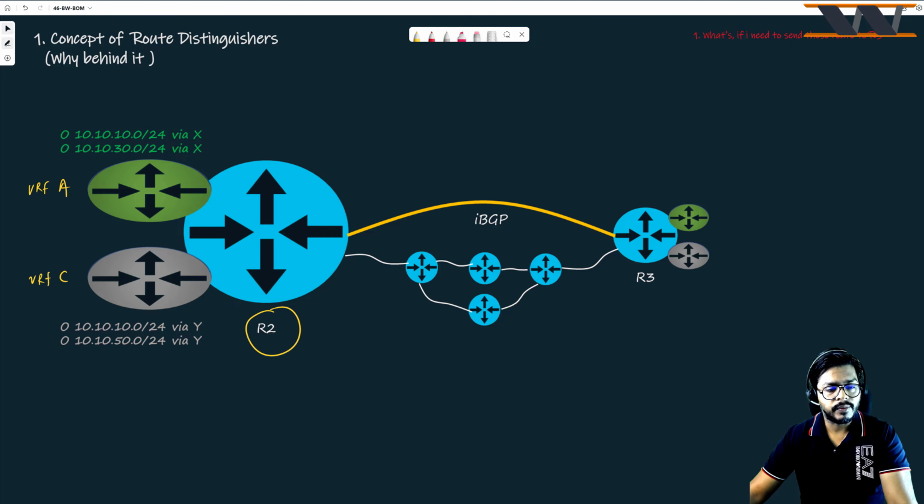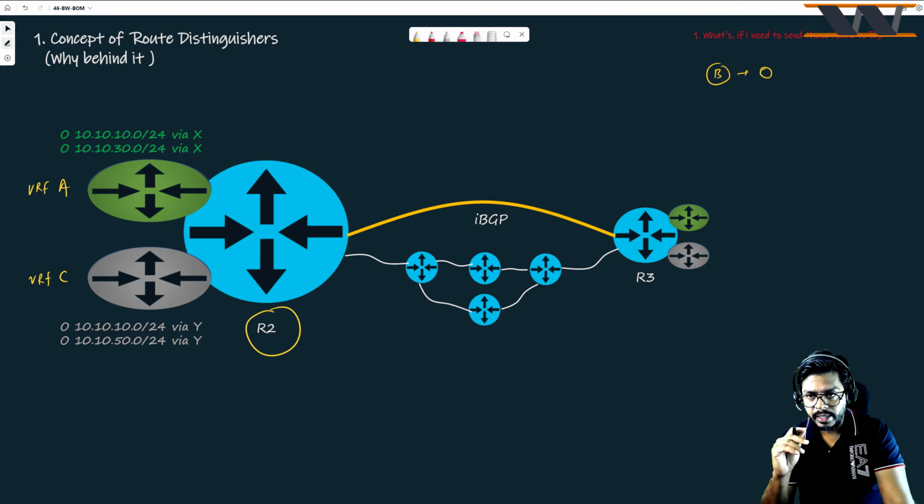You must be wondering where exactly VRF B is. Actually, I changed the topology a little bit, because VRF B was there with the orange color when we were talking about route leaking. So I kept it there and moved to something else, which is very important to actually link the routes. What I'm doing here is we have two VRFs configured on R2. Number one is VRF A, which is the green VRF. If I say green VRF, you should understand it's VRF A. And another VRF is the gray VRF, which is VRF C.